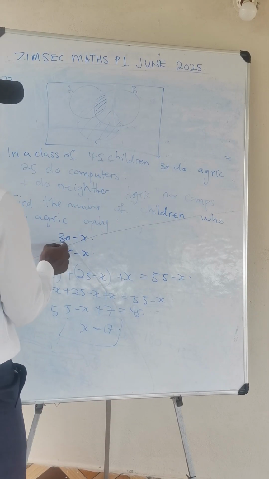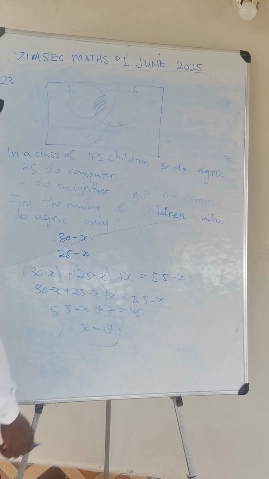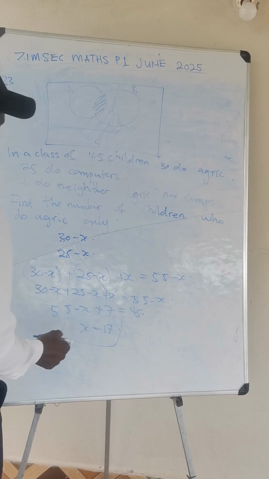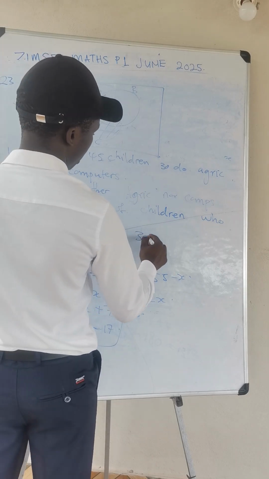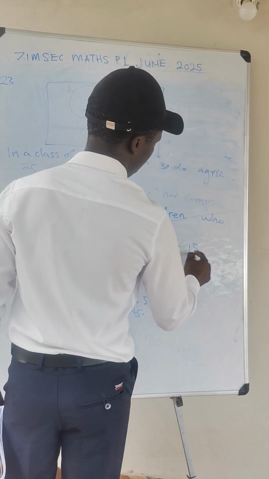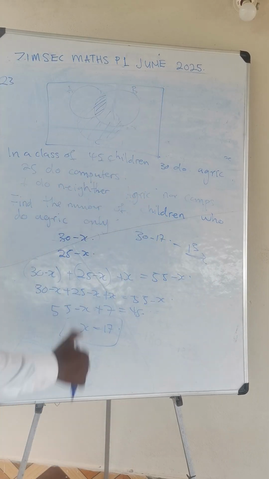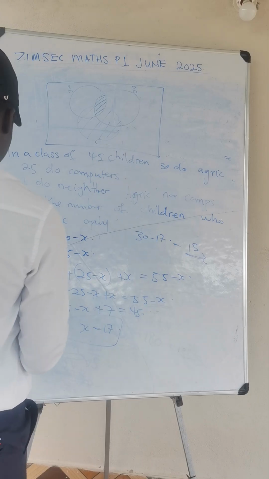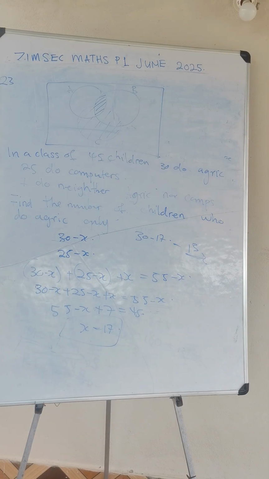So if we get our x as this one, what do we do next? We want the actual number of people who are doing agriculture. So we subtract this value from this one. So it becomes 30 minus 17, then we get 13. So this is the actual number of people who are doing agriculture only. Yeah, that's the answer.